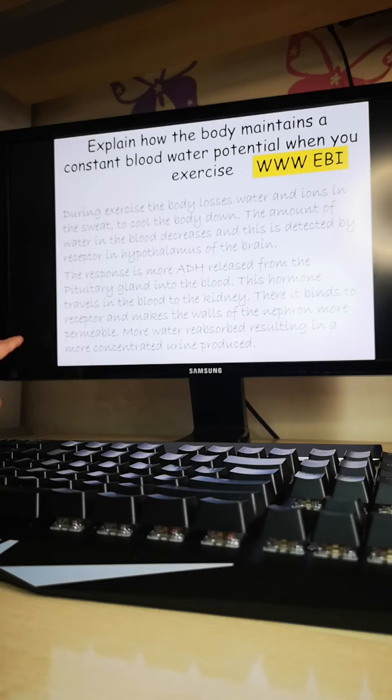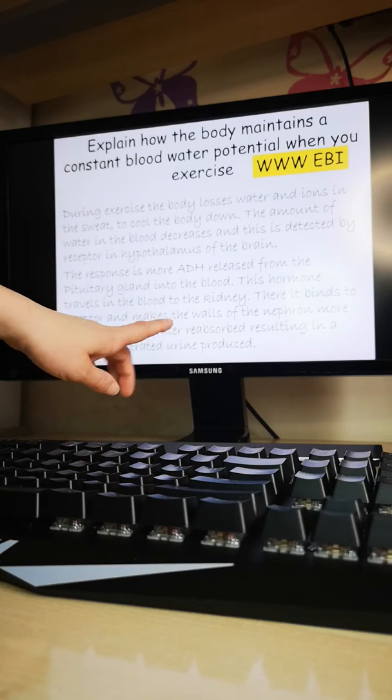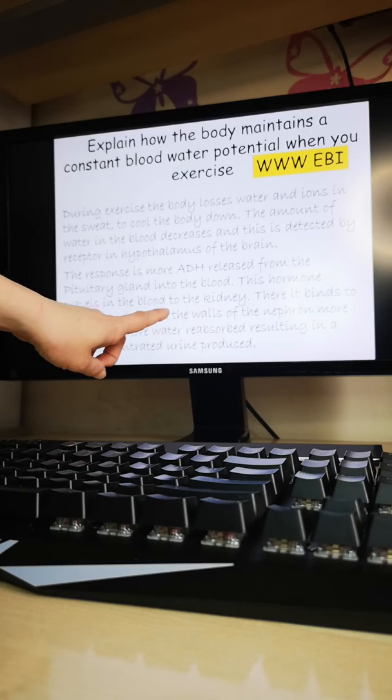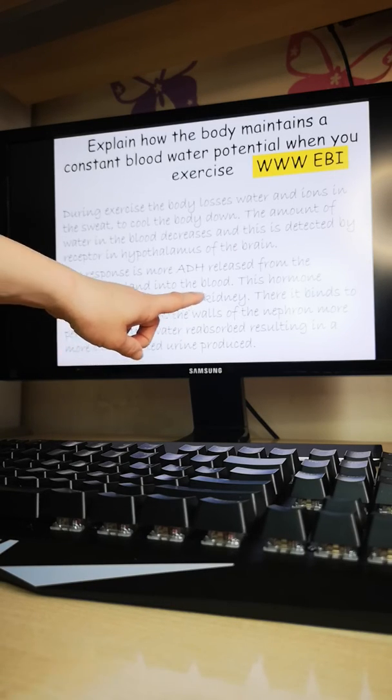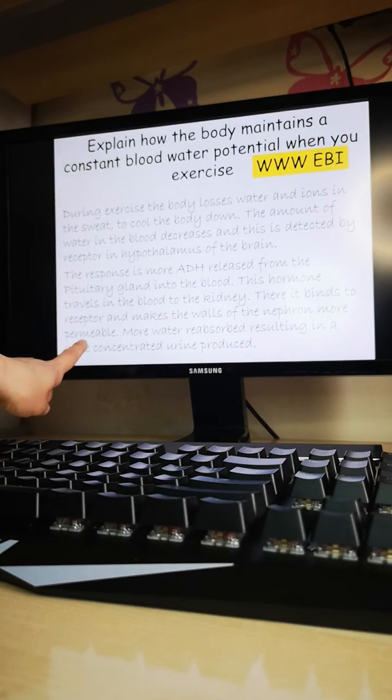So to improve that, you would say here, ADH binds to specific protein receptors in the cell membranes of the collecting duct and the distal convoluted tubule. This causes a series of enzyme controlled reactions which result in vesicles containing aquaporins fusing with the cell membrane, making the walls more permeable.